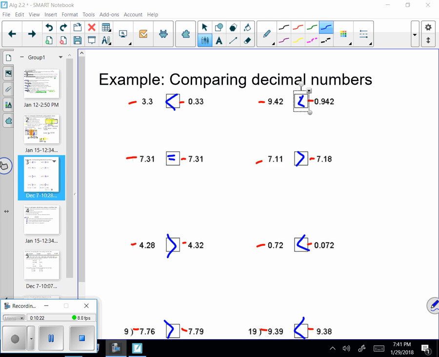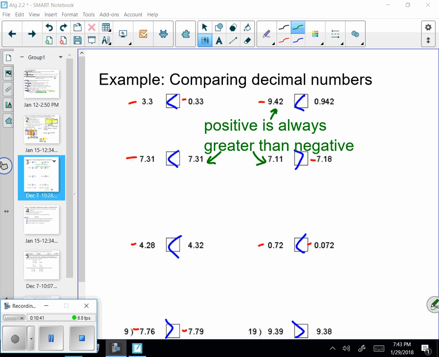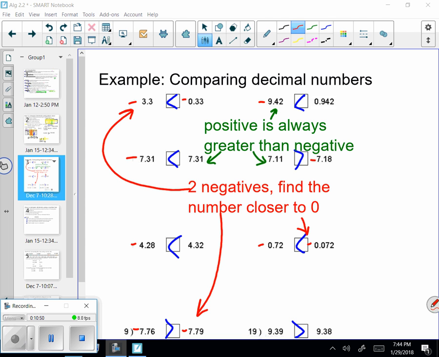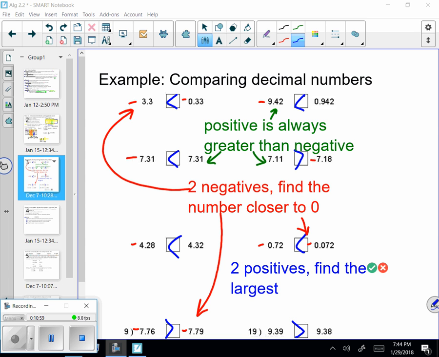Now, let's try some variety. Some of these will have positives and some will have negatives. Copy these problems down and see if you can get the same answers I do. Pause your video and check. Did you get the same answer as I do? Remember, positives are always greater than negatives, so these three problems were really easy to figure out. With two negative numbers, find the number closest to 0. With two positives, find the largest digit.